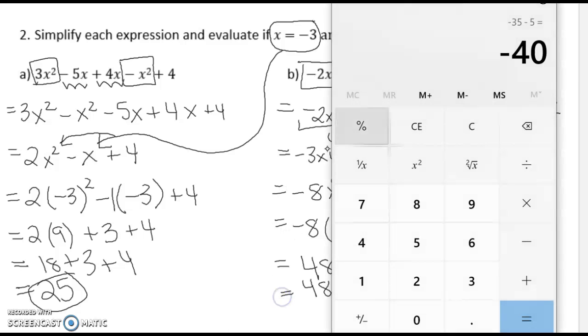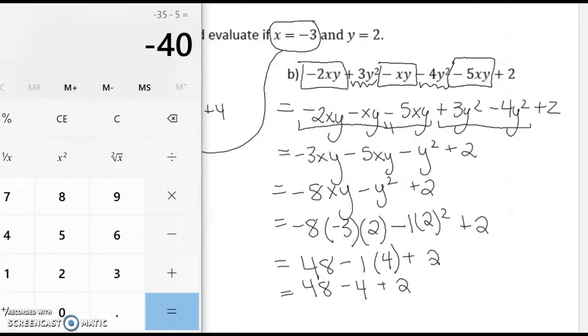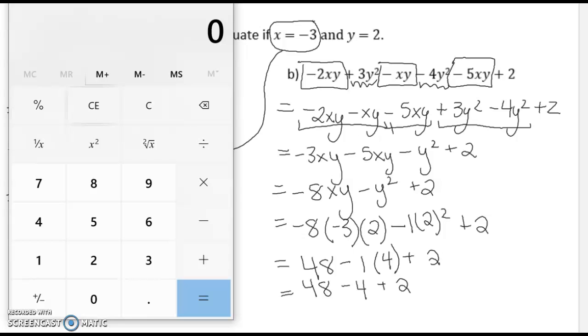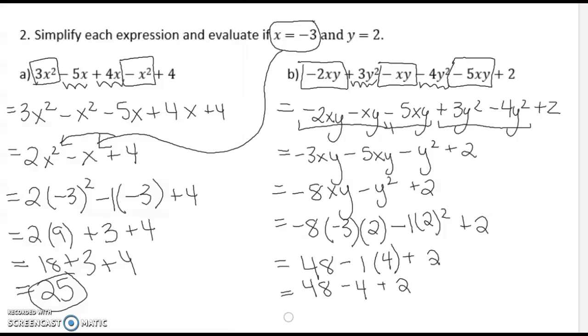All right, so let's try this again. Move this over and clear. So we have 48 minus 4 plus 2. That answer looks a lot better. So our final answer is... equals, why aren't you working? Equals 46. So that's your final answer. All right, the end.